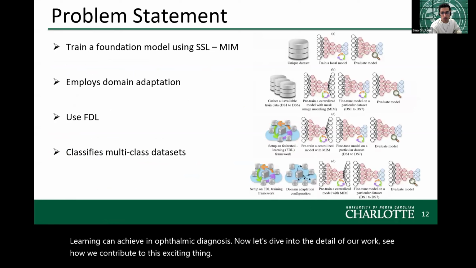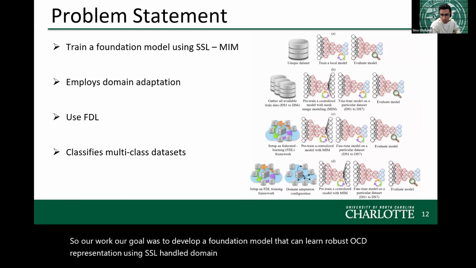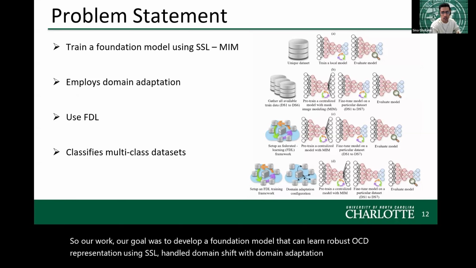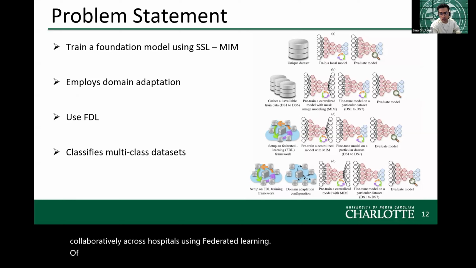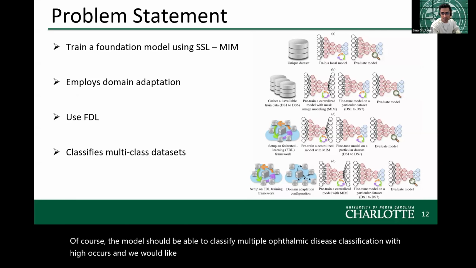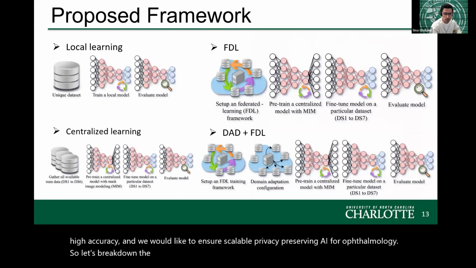So our goal was to develop a foundation model that can learn robust OCT representation using SSL, handle domain shift with domain adaptation, and train collaboratively across hospitals using federated learning. Of course, the model should be able to classify multiple ophthalmic diseases with high accuracy. And we would like to ensure scalable, privacy-preserving AI for ophthalmology. So let's break down the stack, our framework.